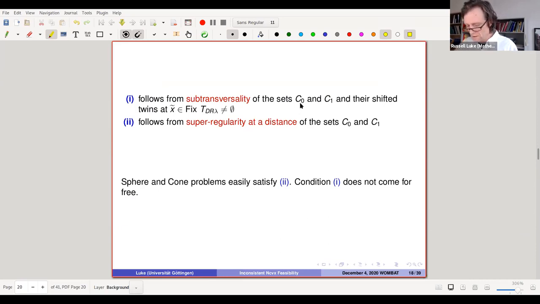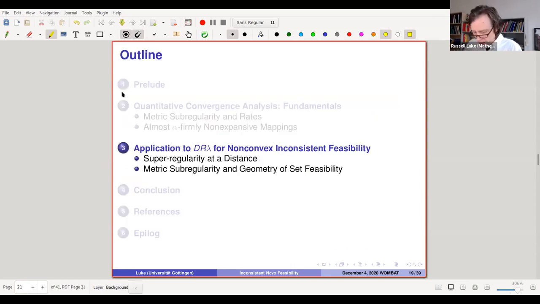Now, this is moving into the domain of Alexander Kruger, who has studied this in depth. But the key here is that these sets don't intersect, so I need a notion of subtransversality that works for that. The second property, this alpha firm non-expansiveness, is going to come from regularity of the sets themselves. And you can verify that. It's not always easy, but you can verify it. The first one is actually quite challenging.